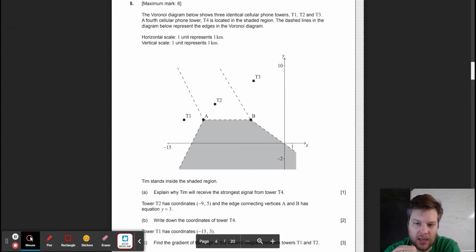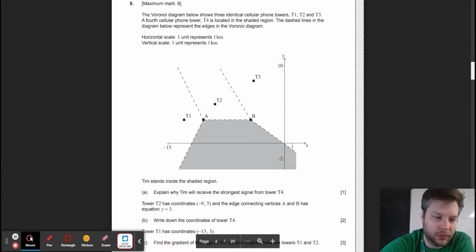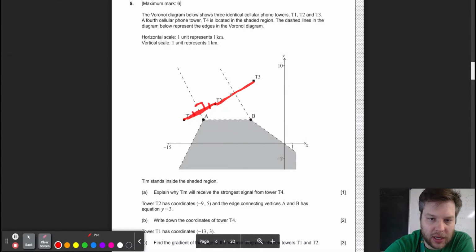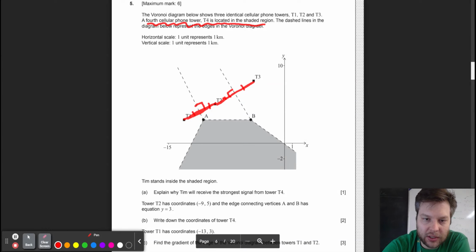It's that every edge is a perpendicular bisector of the segment that connects the towers or the points that are given to you. So, for example, I know that if I connected these two towers here, it's perpendicular and it's a bisector. If I connected tower 2 to tower 3, I know that this edge is perpendicular and it's a bisector. They shaded this region down here because if you read up here, they add a fourth tower in the shaded region. And I know that that fourth tower is going to be somewhere down here.